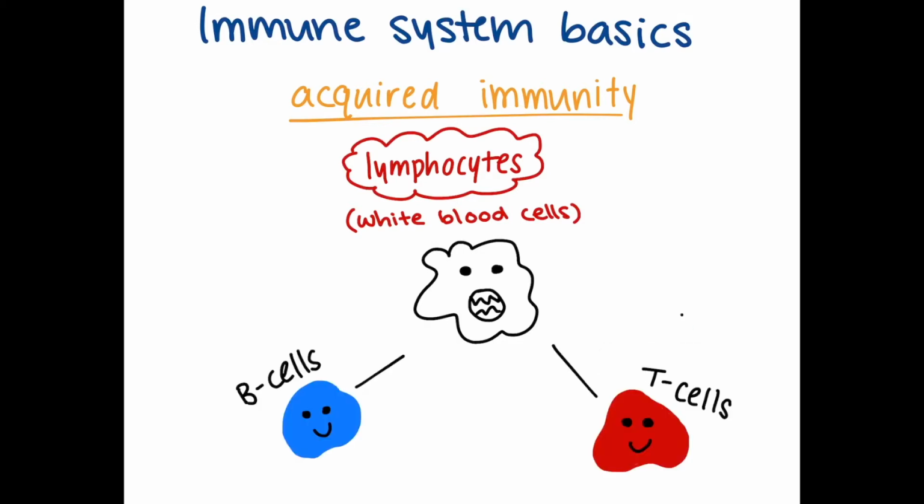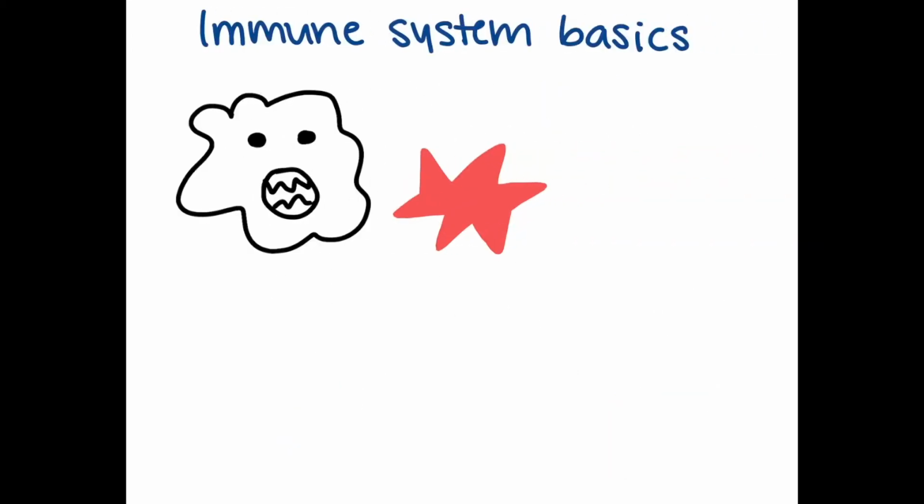A big part of your acquired immunity is lymphocytes, which you may know as white blood cells. Two of the lymphocytes we're going to look at today are T cells and B cells, and they each have their own unique properties. For instance, some T cells can actually kill the pathogen, and some B cells can store memory on how to kill the pathogen, which will be used if you ever come in contact with that pathogen again. So let's look at how this actually works.